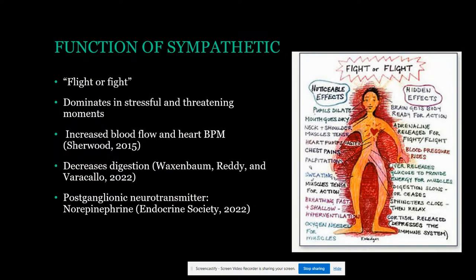Function of the sympathetic nervous system. This is probably something that you've heard of if you've never taken a physiological course before. It is referred to as our fight or flight system. So instead of releasing acetylcholine at the postganglionic fibers, the sympathetic nervous system is going to release norepinephrine, which acts as an adrenergic receptor in our target tissue.